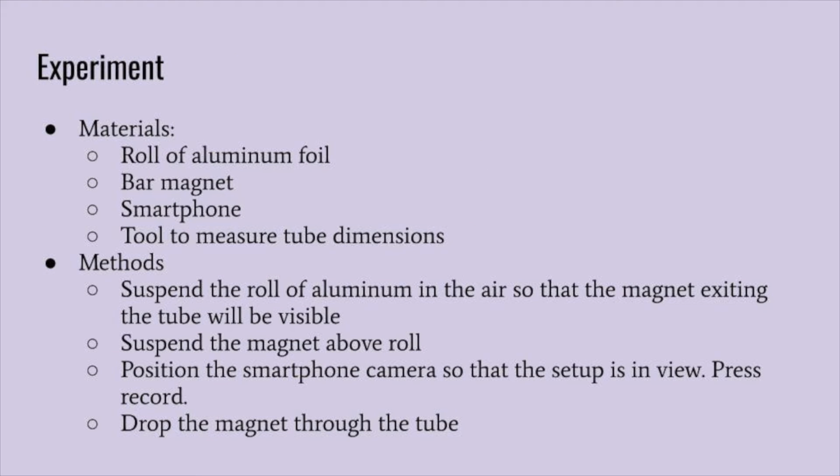The materials needed for the experiment were a roll of aluminum foil, a bar magnet, a smartphone, and a tool to measure tube dimensions. For methods, suspend the roll of aluminum in the air so that the magnet exiting the tube will be visible, then suspend the magnet above the roll. Position the smartphone camera so that the setup is in view. Press record and drop the magnet through the tube.